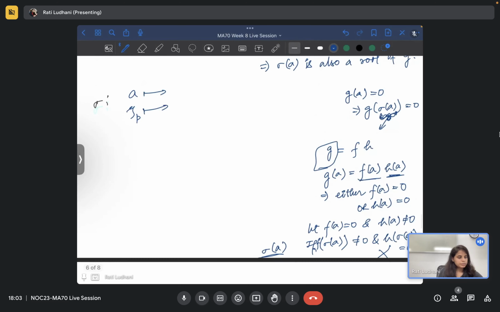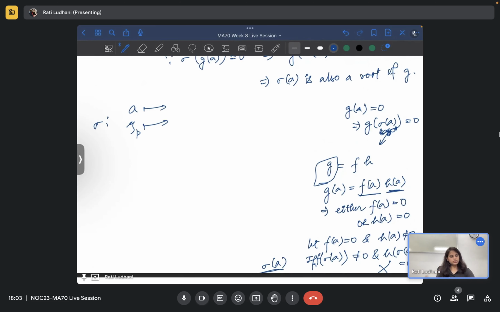Do you get my point? So I am saying you start with G. Now if G is such that we have G of A equal to 0, then G of sigma A is equal to 0. But what are all the choices of sigma A you can consider? That is our question.